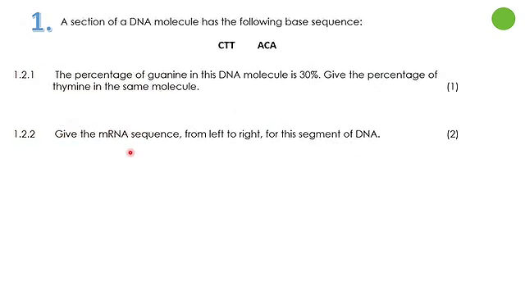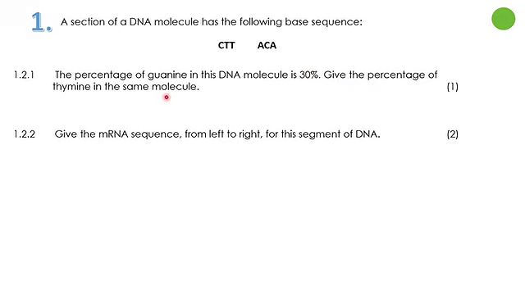Then they can start to heat it up slightly. They say that we've got a section of DNA molecule that has the following base sequence: C, T, T, A, C, A. And they want to know the percentage of guanine in this DNA molecule. They tell us that there's about 30% of it. Now they want us to give the percentage of thymine in the same molecule.